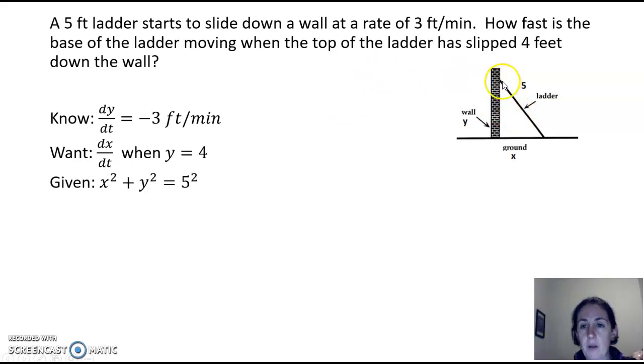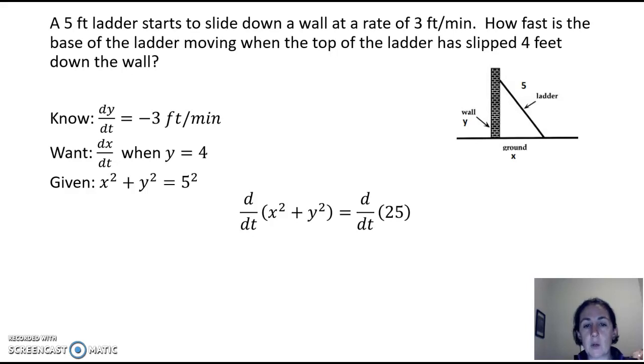How are these related? Well, notice we have this really nice right triangle. And so we have the Pythagorean theorem that x squared plus y squared is going to equal 5 squared. And I want the rate at which everything is changing with respect to time, so I'll differentiate both sides with respect to t.